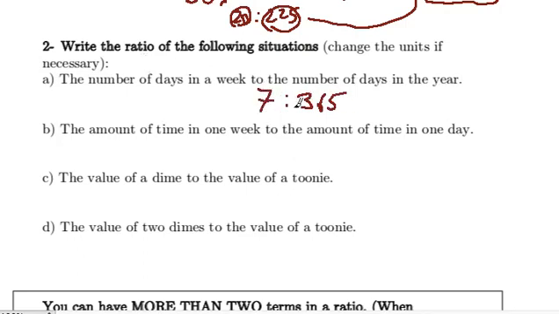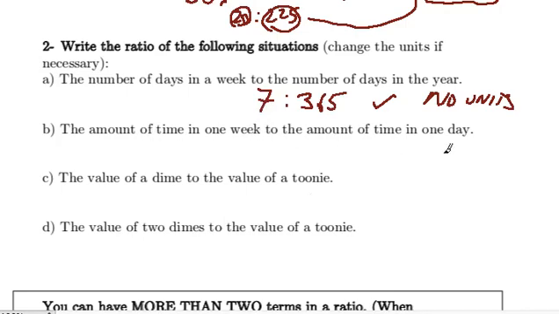And then I see, well, can I reduce this? Can I simplify this just like I would a fraction? 365 isn't divisible by 7. And 7's a prime. So no, that's my final answer right there. Notice there are no units in my answer. 7 days to 365 days, I canceled the days out right away and went straight to the numbers.